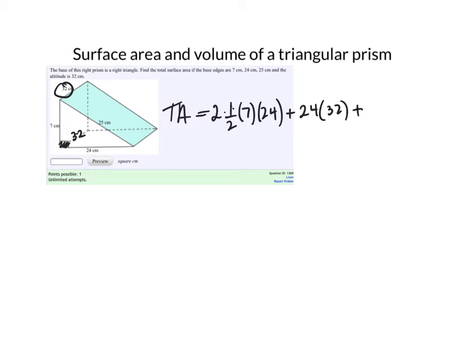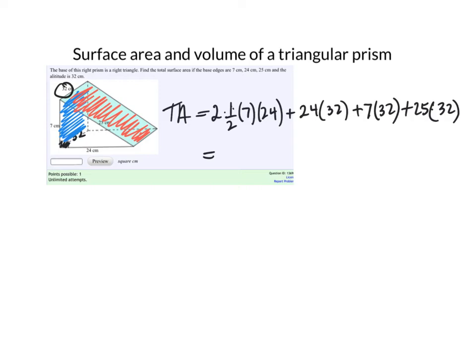Plus, we have the rectangle in the back right here, and it is 7 by 32. Plus, we have the rectangle at the top of the thing up there, and that is 25 by 32. So 25 times 32. So we'll multiply all those together and add them up.